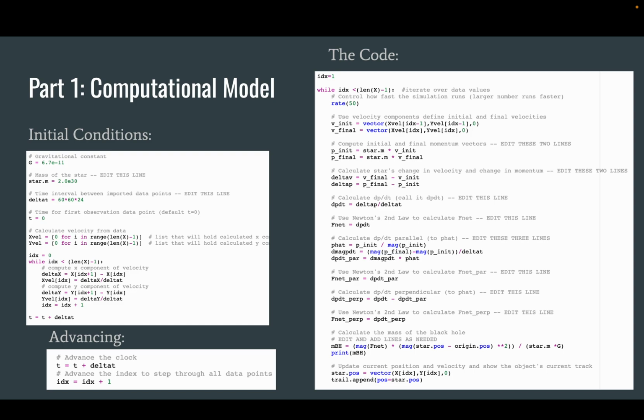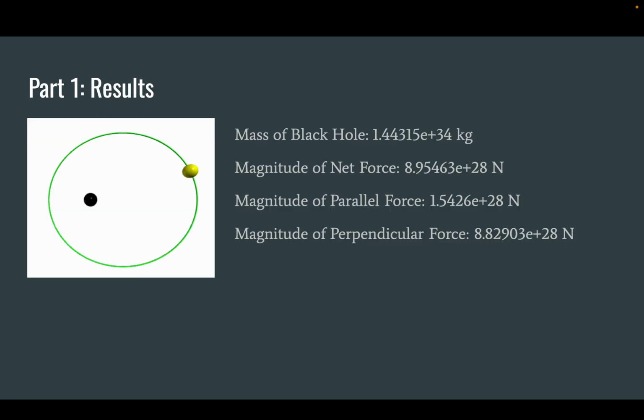In the bottom left, we can see how we continue to iterate through this loop so we can calculate the average mass of the black hole by adding the mass after each calculation. Here are the results from Part 1. As seen, we calculated the mass of the black hole as 1.44315 e to the 34 kilograms. This is the average of all of our mass calculations after iteration.